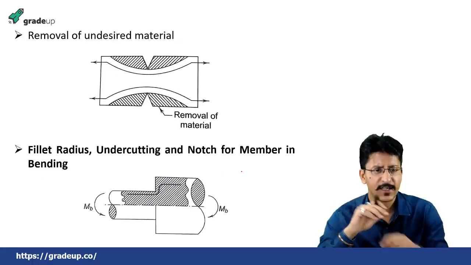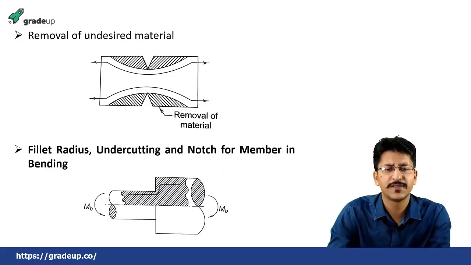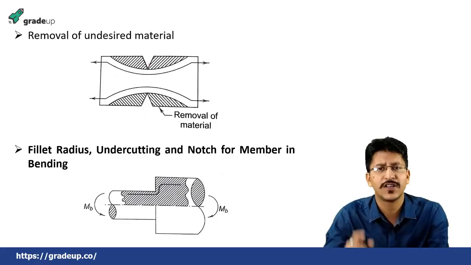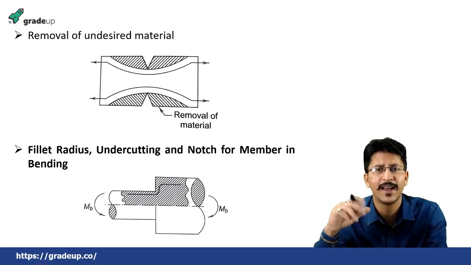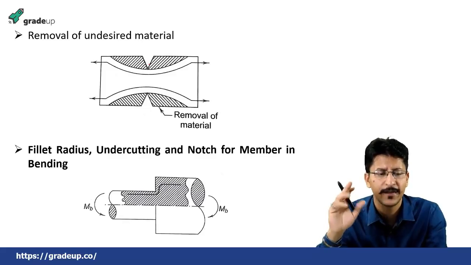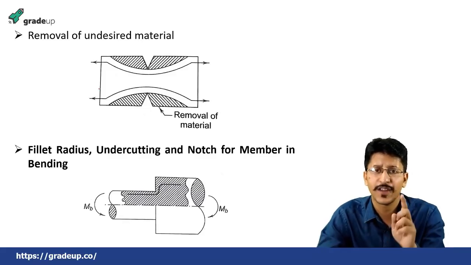Next is removal of the undesired material. If this much material is removed, then the stress lines do not change abruptly, and so the stress concentration decreases. Okay, that was for the member in tension.